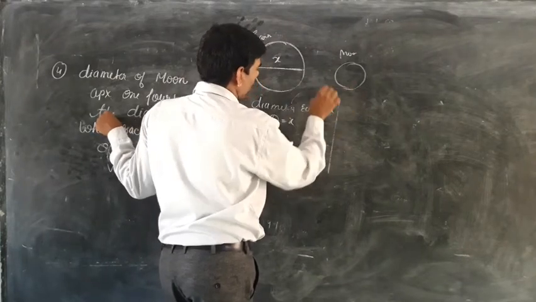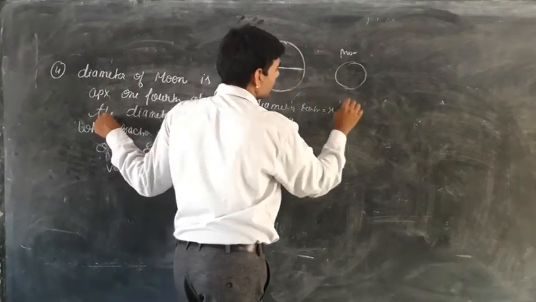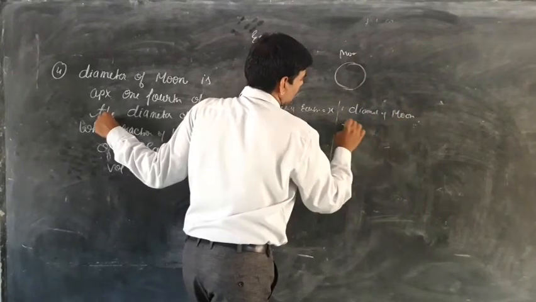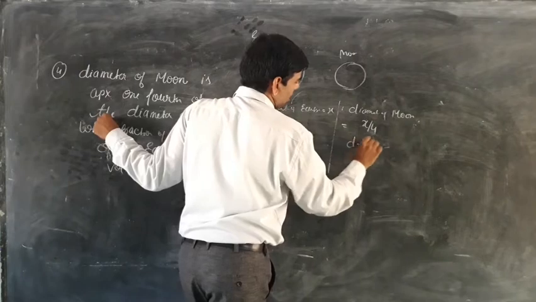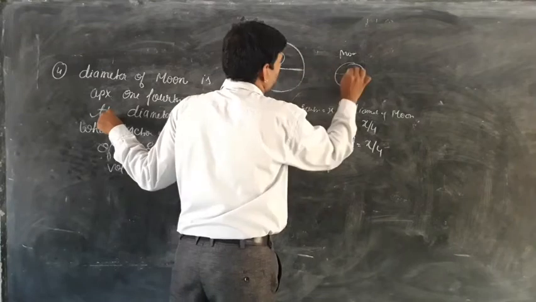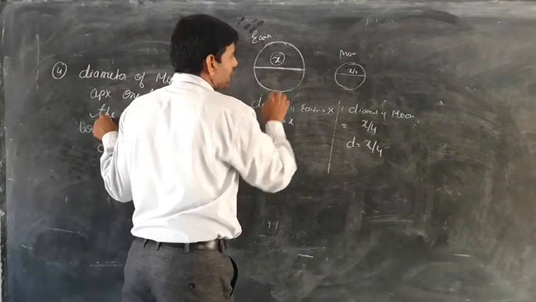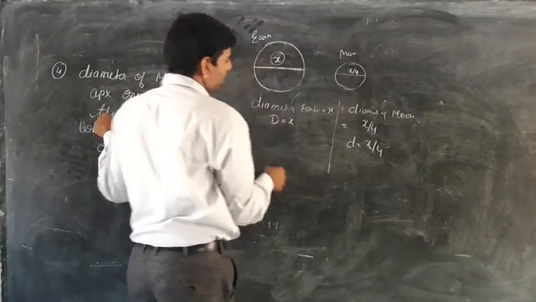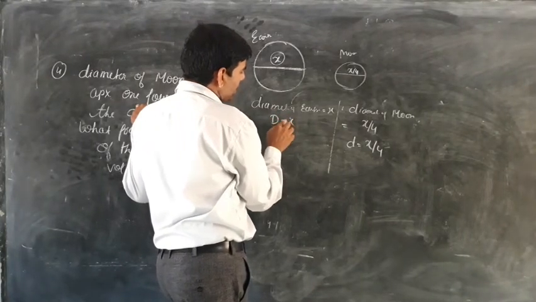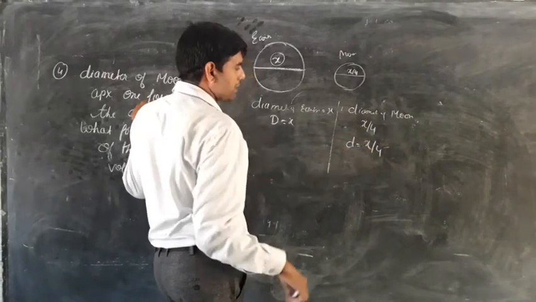According to the question, the diameter of the moon is 1/4 of the diameter of the earth. That is, the diameter of the moon is equal to x by 4. We suppose that the diameter of the earth is x and the diameter of the moon is x by 4. The diameter of the earth is capital D, equal to x, and the diameter of the moon is denoted by small d, equal to x by 4.